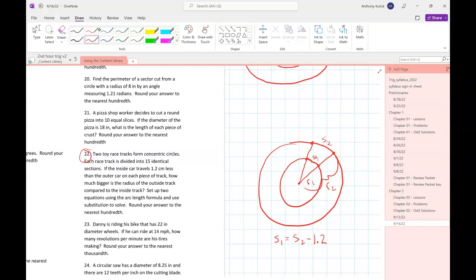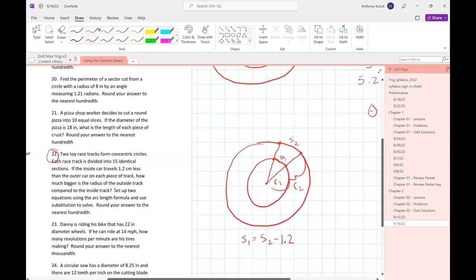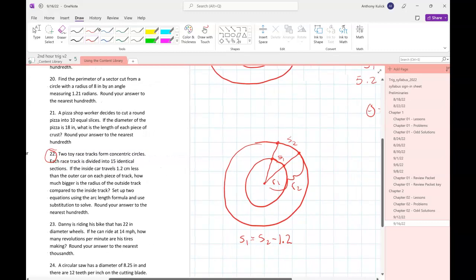Okay. It says set up two equations using the arc length formula and use substitution to solve.